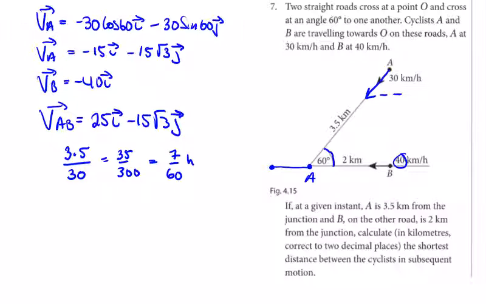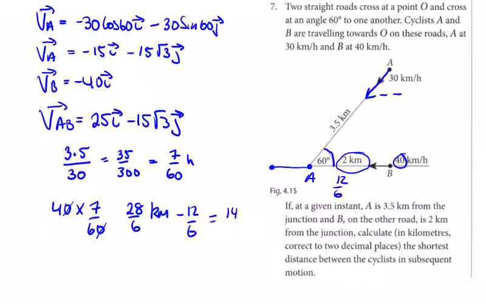And B is traveling at 40 kilometers an hour, so 40 by 7 over 60. So it's going to be 28 over 6 kilometers. And he is 2 kilometers away at this point. So that would be 12 over 6. So 28 over 6 minus the 12 over 6 is going to give me 14 over 6 kilometers.